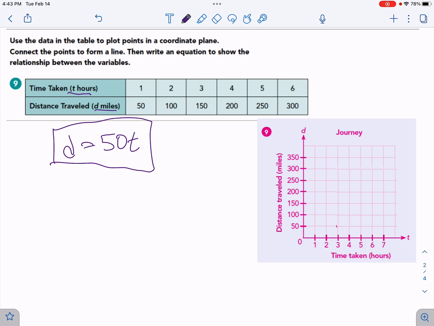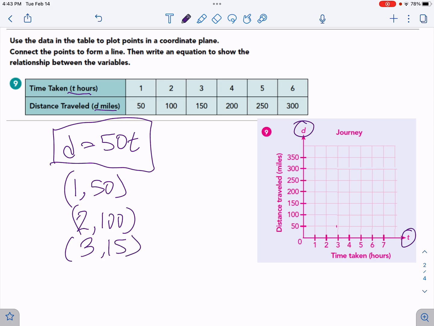And so D is the dependent variable, and T is the independent variable, and that means that when I order these pairs, I'm going to order them like this: 1, 50, 2, 100, 3, 150, 4, 200, and so forth, right? The t here, or the time, is going to be my independent. And the distance is going to depend on however long it is that I drive, right?